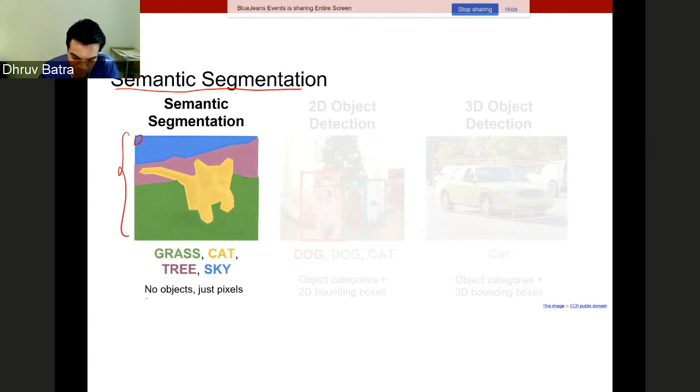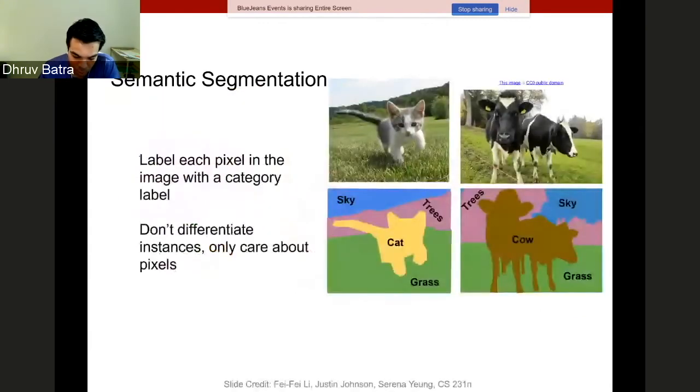And notice that there is no notion of objects. There are just pixels. You just have to label every single one. So it's almost like image classification at every pixel, if you will. Your goal is to label every pixel in the image with a category. We do not differentiate between instances. We only care about pixels.